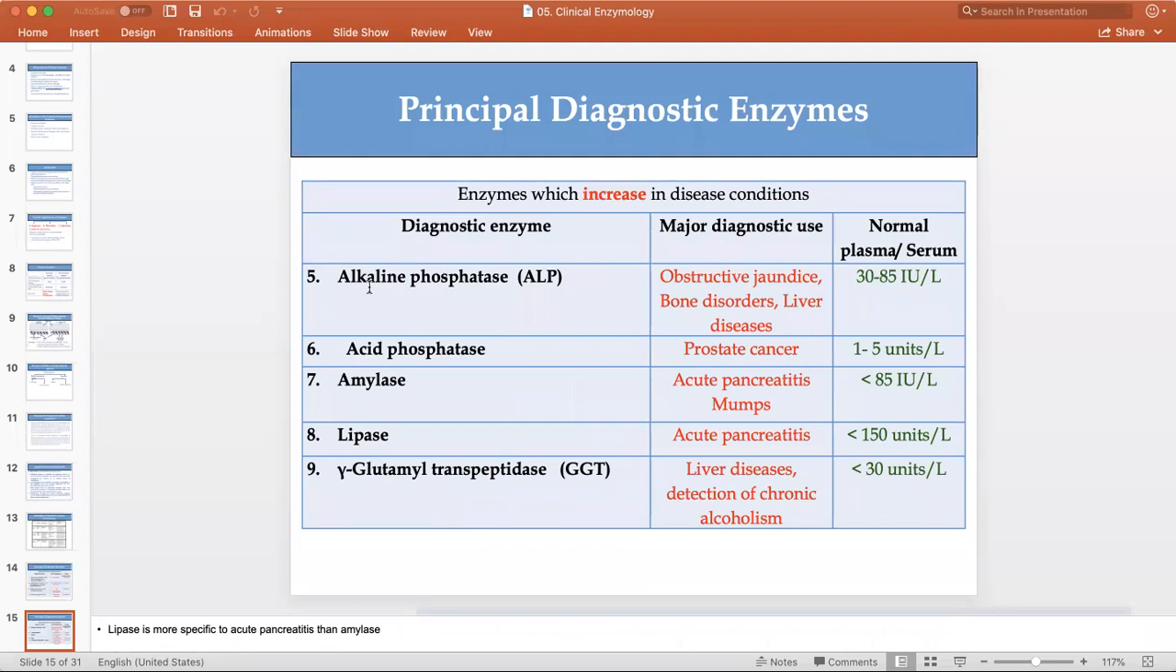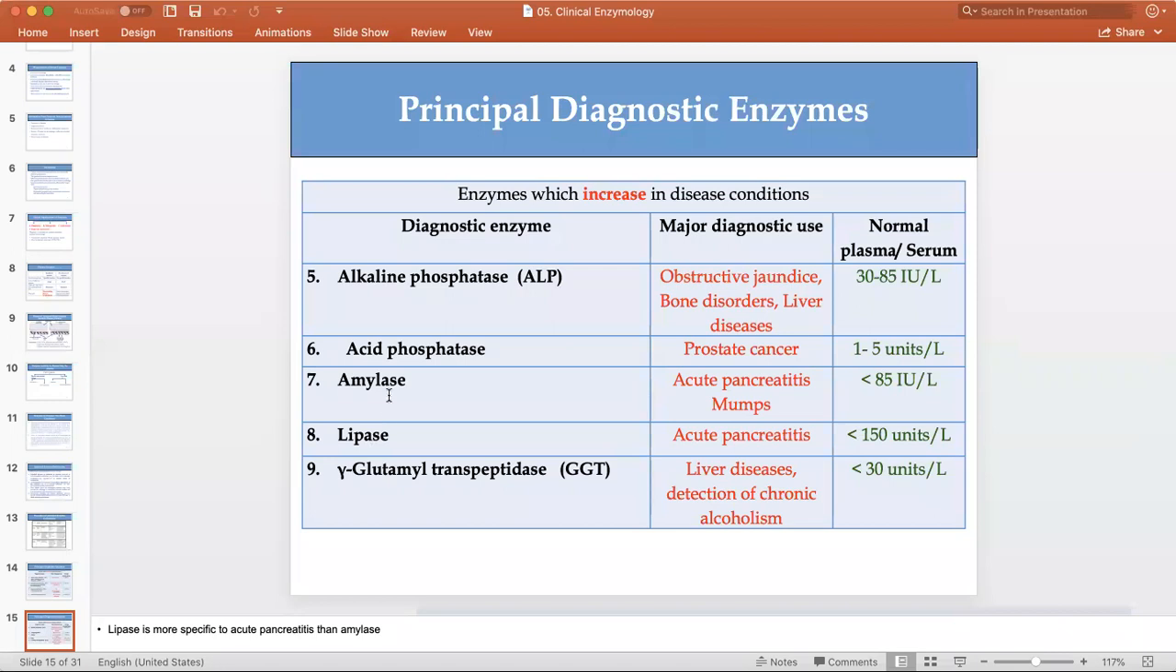The second one for alkaline phosphatase is your bone. In any bone disorders we look at the alkaline phosphatase, because alkaline phosphatase and acid phosphatase are both involved in your bone regulation. Alkaline phosphatase is important for bone deposition, whereas acid phosphatase is important for bone reabsorption. That's why we look at alkaline phosphatase in bone disorders. Acid phosphatase, we look at in prostate cancer, because prostate cancer tends to metastasize to the bone. So this might indicate bone pathologies.